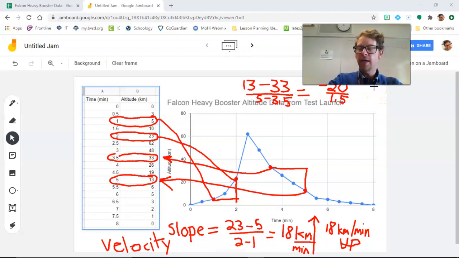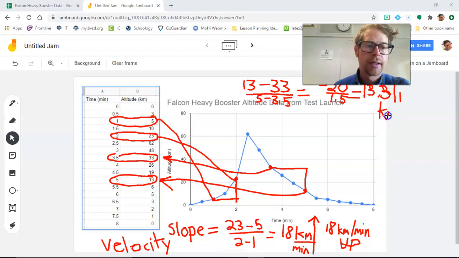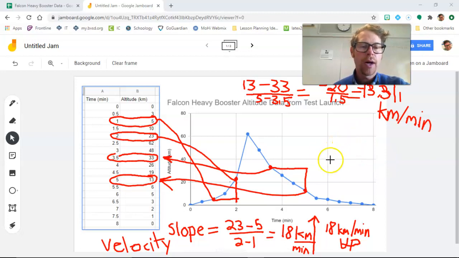So if we put that into a calculator, what you'll see is 20 divided by 1.5 is 13.3, but it's negative, right? So this equals negative 13.3 kilometers per minute. Sorry, my pen's not working great. But it's negative, right? We've got to put a negative sign in there. Why? Because it was going down.